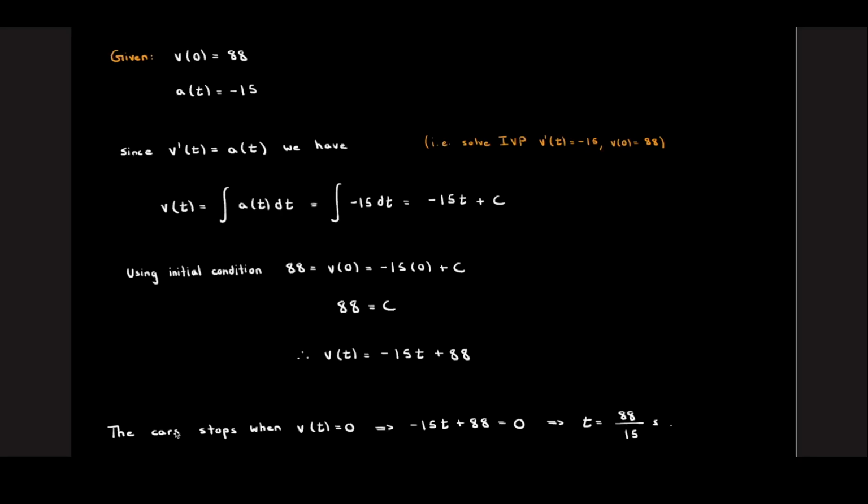Finally, as we discussed, the car stops when the velocity function is equal to 0. And so that means we have to set this expression equal to 0 and solve for t. So you can just bring the 15t over and then divide 15 on both sides, and you'll get time is equal to 88 over 15 seconds. And since the way we're keeping track of time is that time t equals 0 corresponds to when the driver first hit the brakes, this is exactly how long it took the car to come to a full stop. It's going to be 88 over 15 seconds.